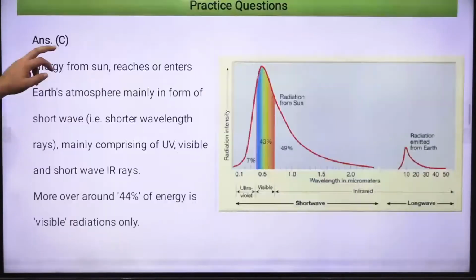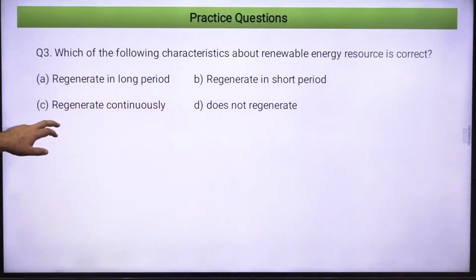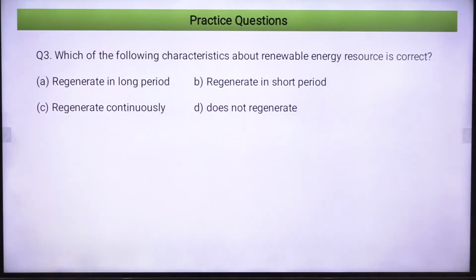Okay, so now let's move on to the next question. So here's the next question for you. Just go through it and try to answer. And this is basically related to renewable energy. What it says: which of the following characteristics about renewable energy resources is correct?